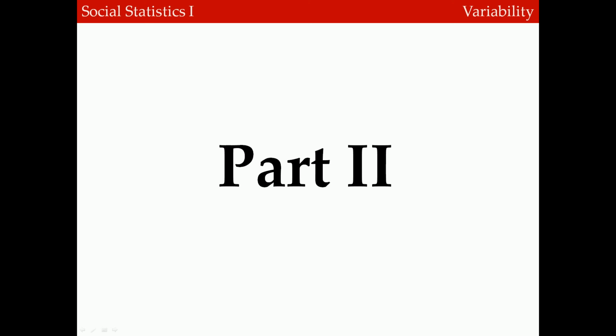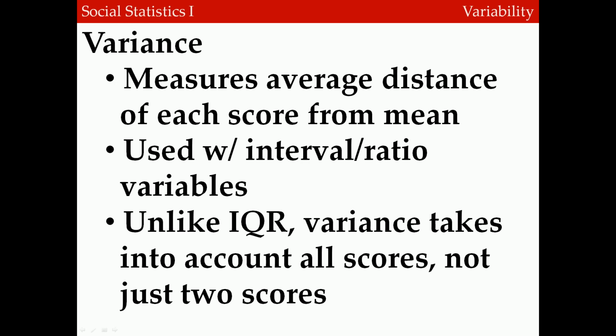Part 2 of this lecture deals with other measures of variability, including the variance and standard deviation, as well as some consideration for choosing the best measure of variability for any given variable. We begin with the variance, which is a measure of the average distance of each score from the mean. This is typically used with interval ratio variables. Unlike the interquartile range, the variance takes into account all the scores, not just two.